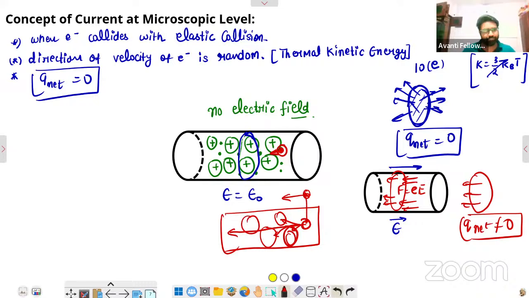Clear? So you can say that resistance is an intrinsic property, which means it depends on the material.